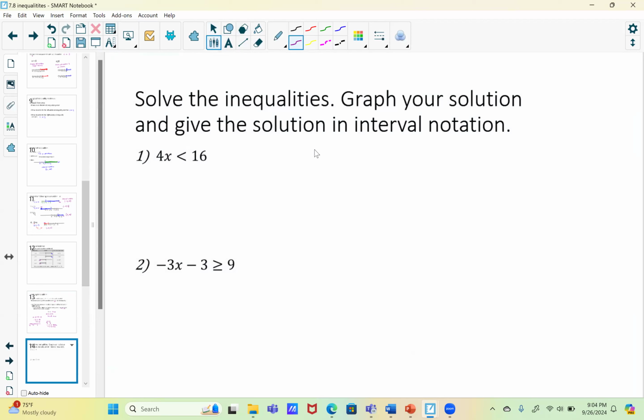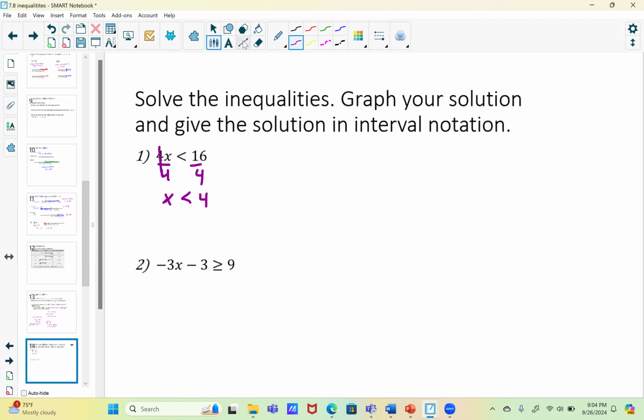We're going to solve these inequalities, and then we're going to graph our solution and give the solution in interval notation. So we have 4x is less than 16. Treat it just like an equation. We would divide both sides by 4. Keep the same symbol. Don't change it to an equal sign. So these 4's cancel or you get 1. 16 divided by 4 is 4. And so our answer is x is less than 4. And that means any number smaller than 4 is true for this inequality.